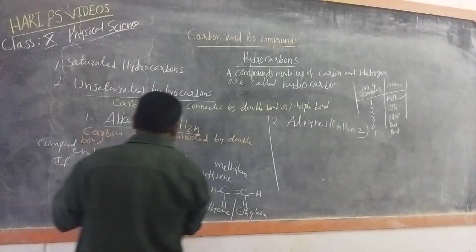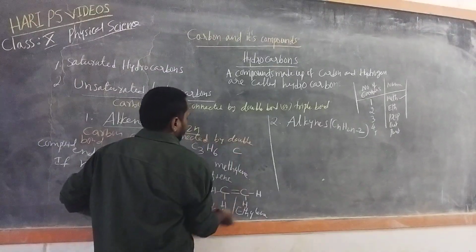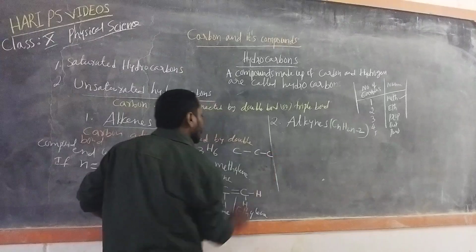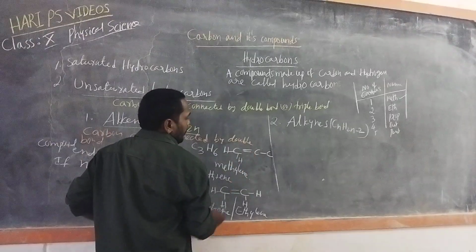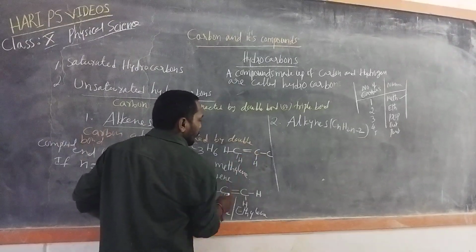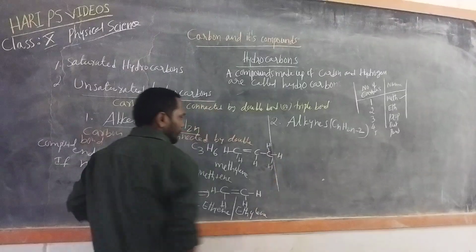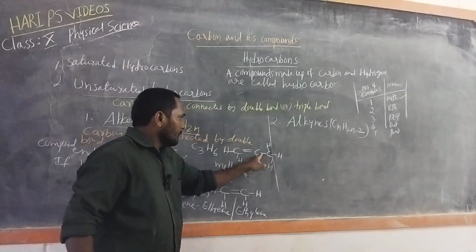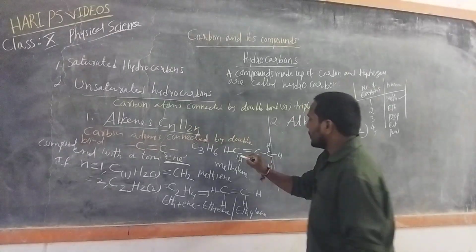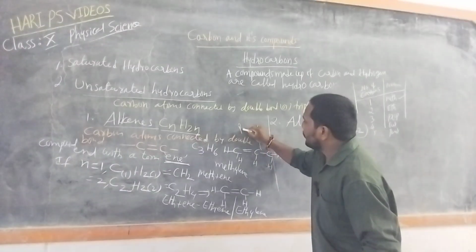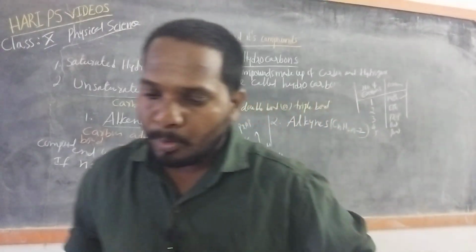Then if you take 3, C3H6, with 3 carbon atoms, 1 2 3, this is called propene. 3 carbon atoms are there, and there is at least one double bond between any two carbons.